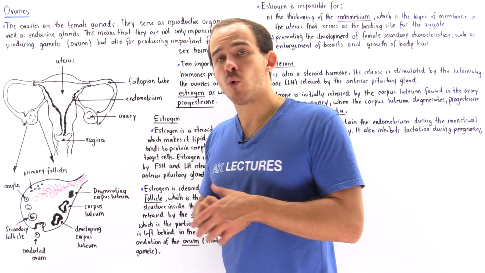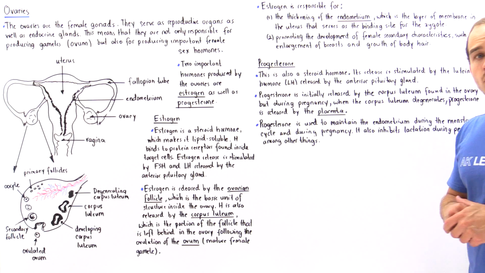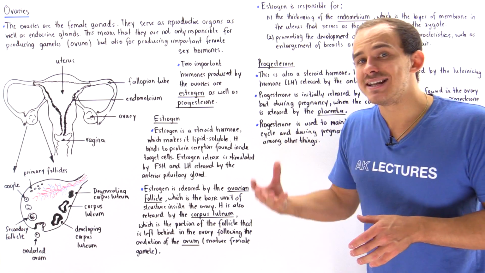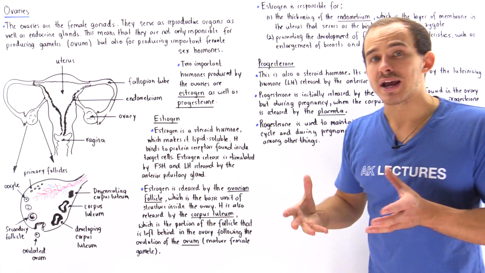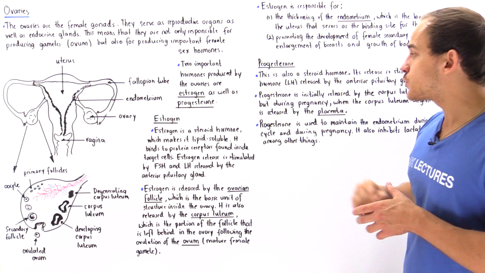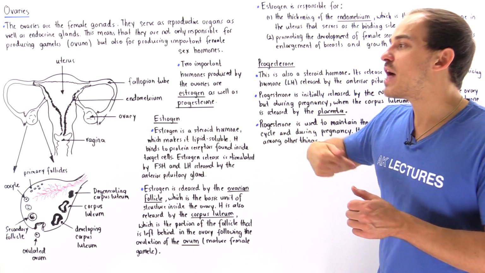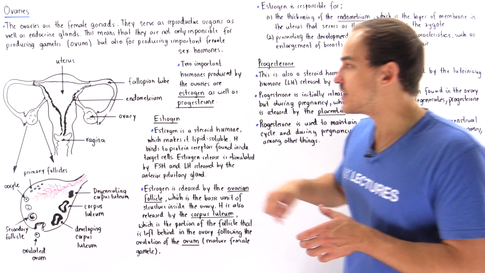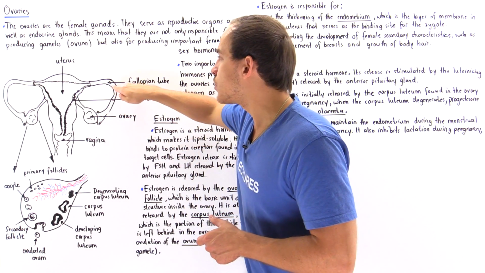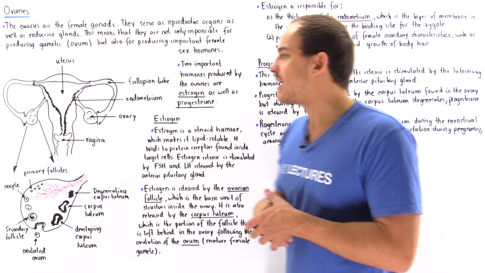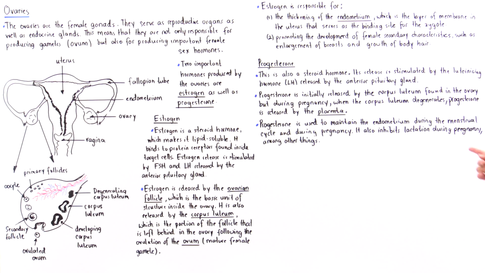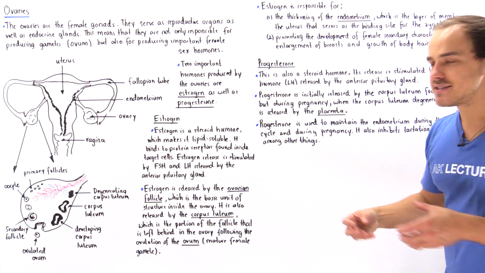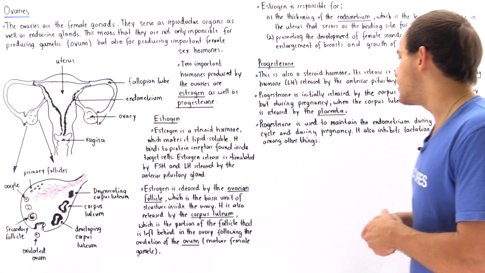So it has many important functions, and one of the most important functions is the maintenance of the endometrium. So it's the estrogen that generates and thickens that endometrium, but it's progesterone that maintains the endometrium as our ovum travels through the fallopian tube and during the process of pregnancy. So progesterone is used to maintain the endometrium during the menstrual cycle as well as during pregnancy if the sperm actually combines with our egg.